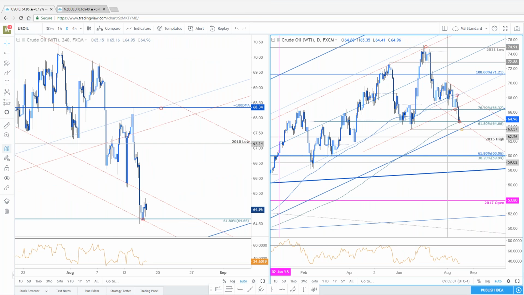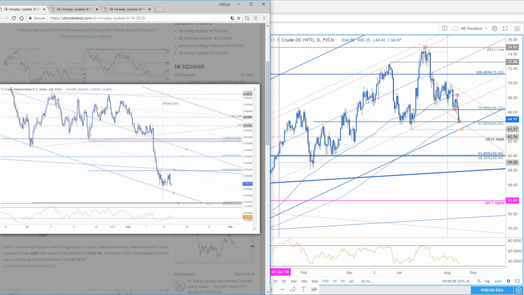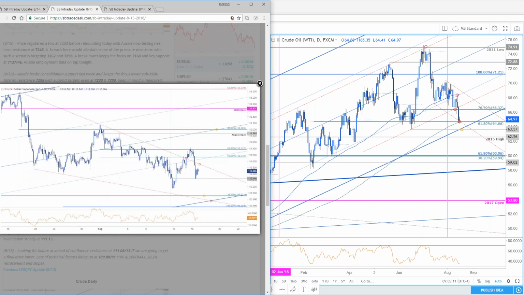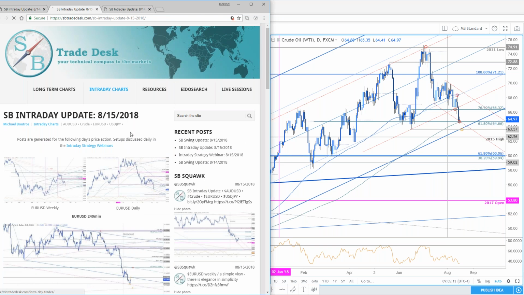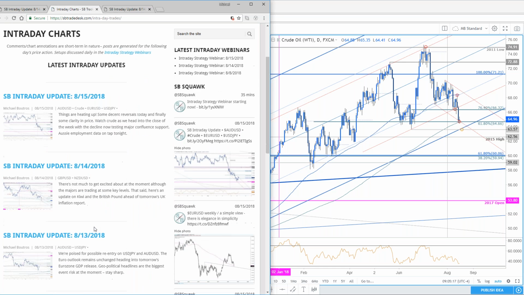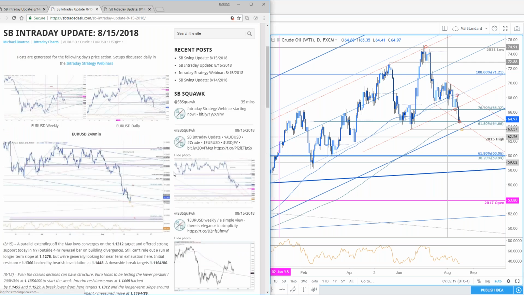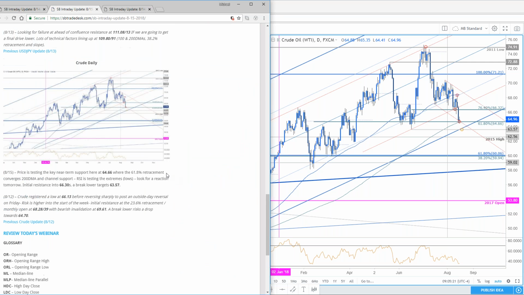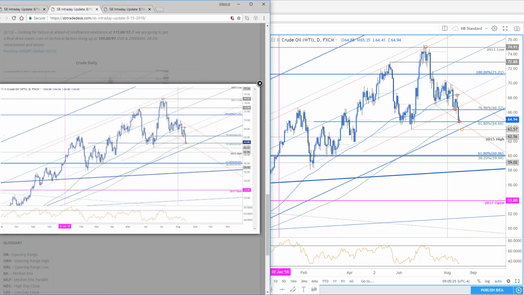Okay, we are at a big level, which we were targeting a while ago. We didn't think it was going to hit after we got that reversal last week, but we did do an update on this last night. Here it is. The level is 64.66, guys. There's a lot there.